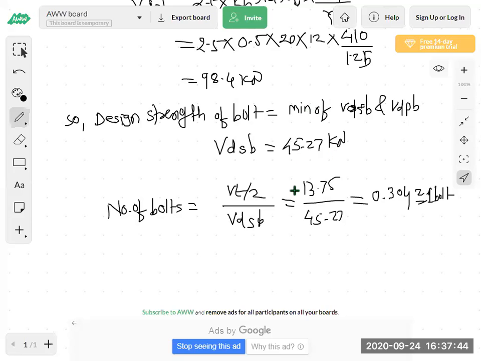Okay, so we'll stop here and tomorrow we'll see the next example, or we will see the next system, batten system.